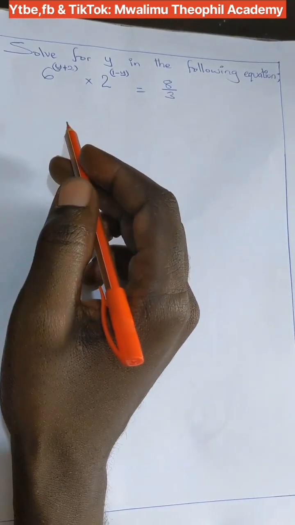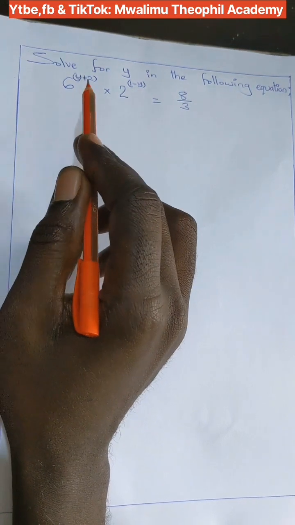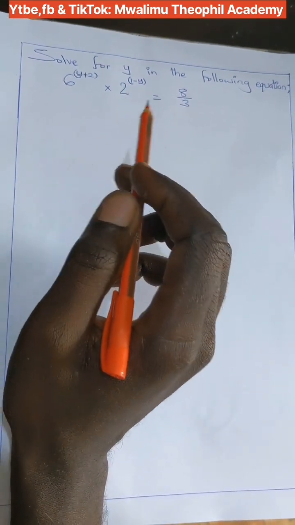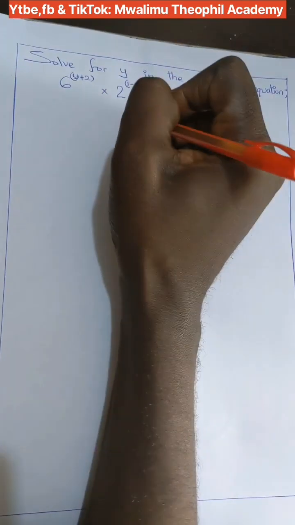We have a question here. The question states that 6 raised to y plus 2, times 2 raised to 1 minus y, is equal to 8 divided by 3. Now let's see the solution.